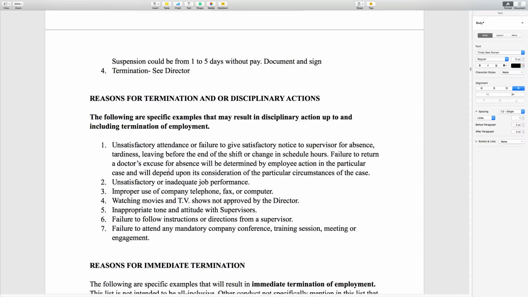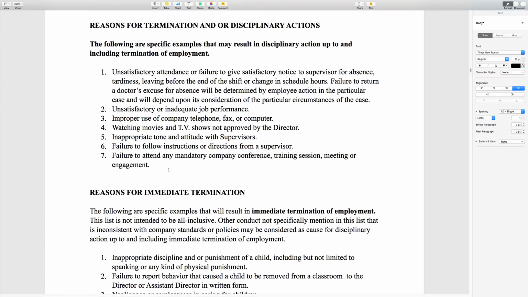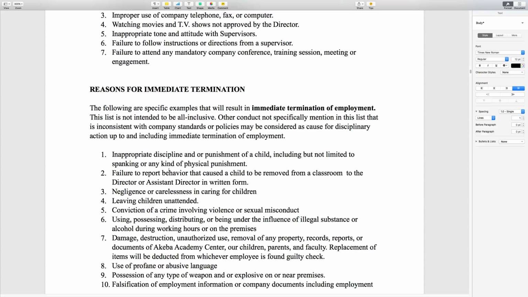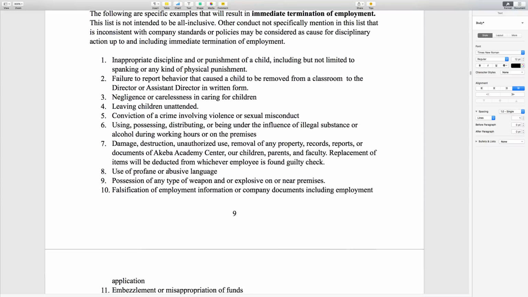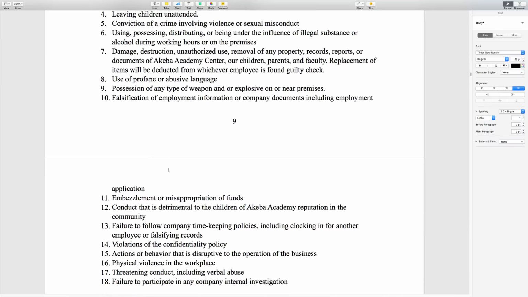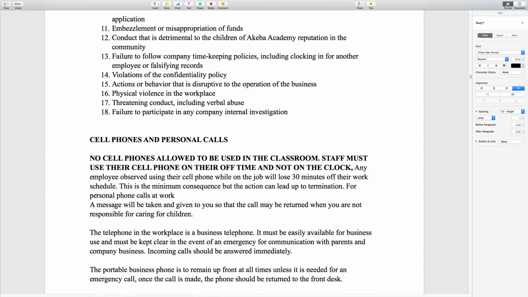A lot of times you want to be very clear about your reasons for termination or your disciplinary action, so you'll write that down. You'll write down the reasons for examples that will result in immediate termination from your place of business. You can look through this list. It may not be the same, but these are things that I have seen, I have witnessed, I have had happen in my business, so I had to make that clear.